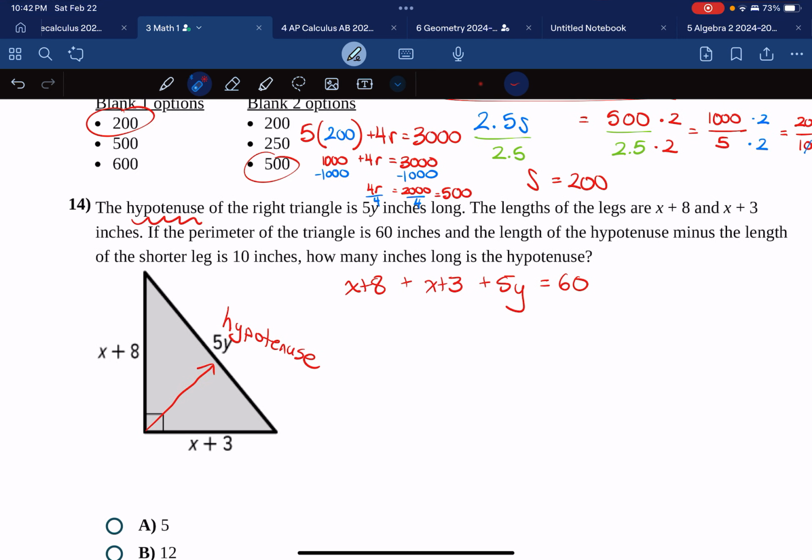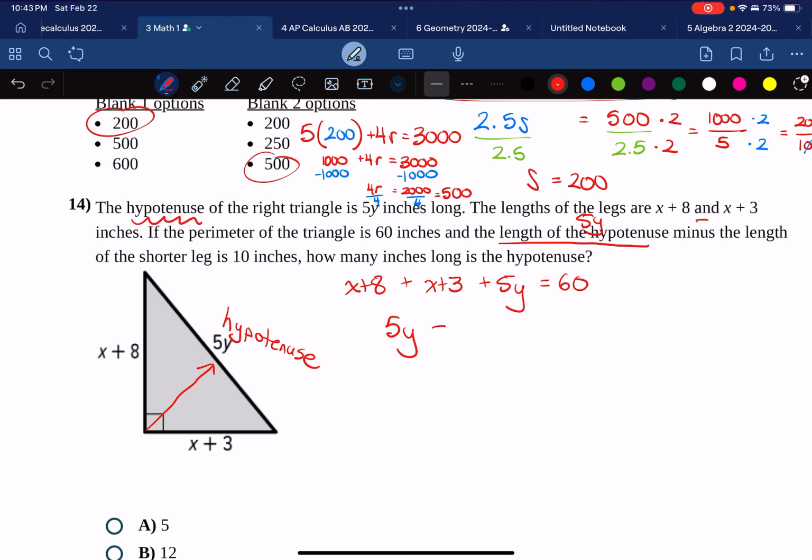And it has this word "and," the next equation. The length of the hypotenuse we know is 5y, so I'm going to switch this out: length of the hypotenuse, aka 5y, so let me write down 5y, and this says minus, so that means minus, and then length of the shorter leg. Ooh, tricky. Which of these are the legs? Which of these two is shorter, the one that adds 8 or the one that adds 3? Well, adding 3 is the shorter one, right? So minus this x plus 3.